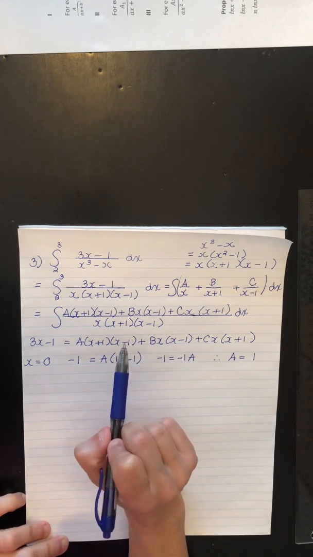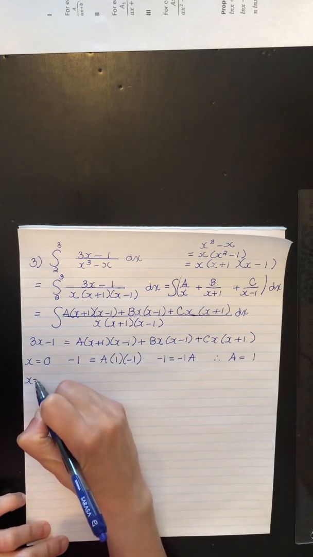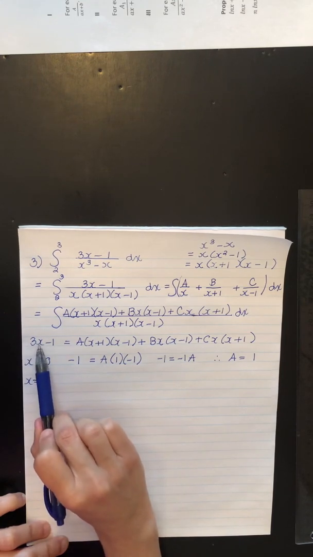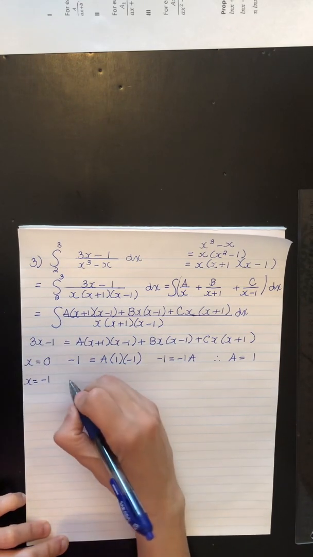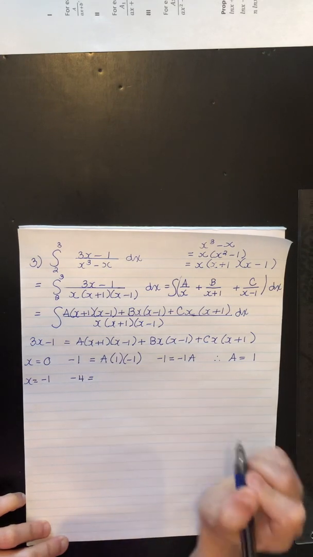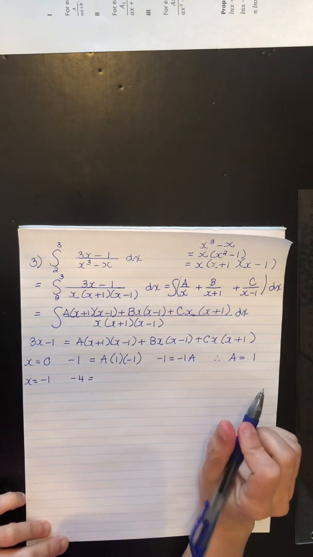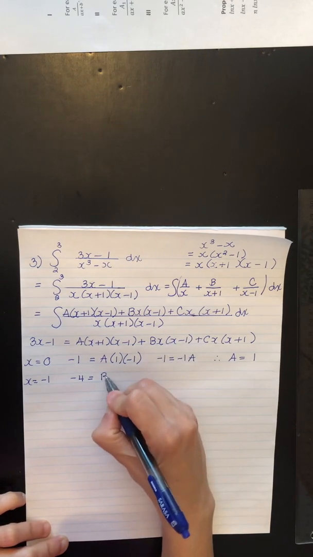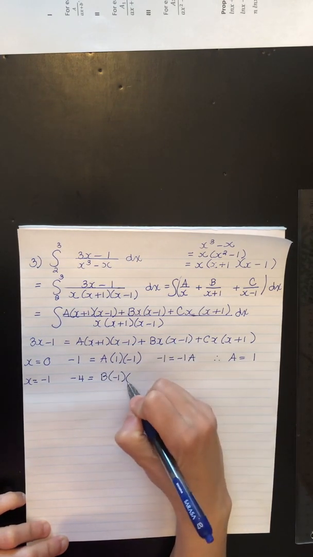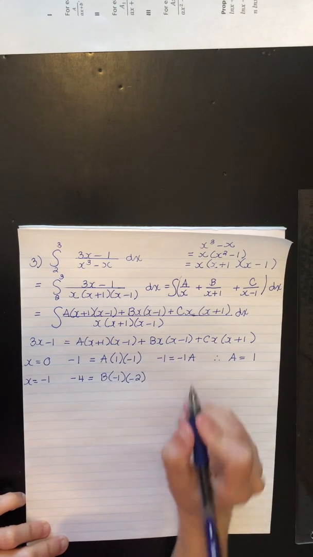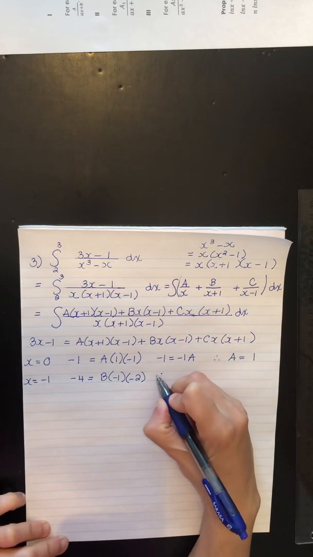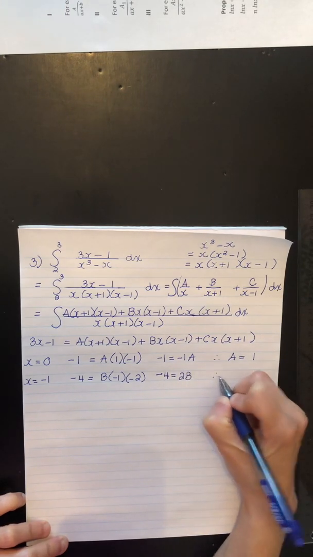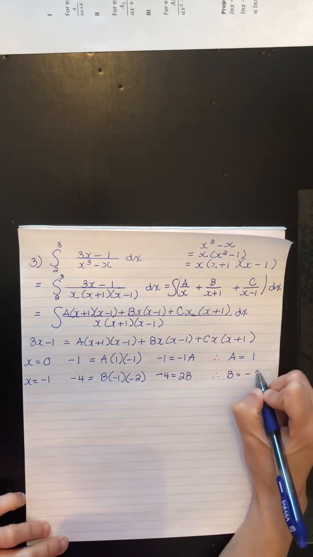Next, we'll substitute x is equal to negative 1. So on the left side, 3 times negative 1 minus 1 will give us negative 4. On the right side, the non-zero term will be this one, b times negative 1 times negative 2. So negative 4 is then 2b, and from that, b is negative 2.